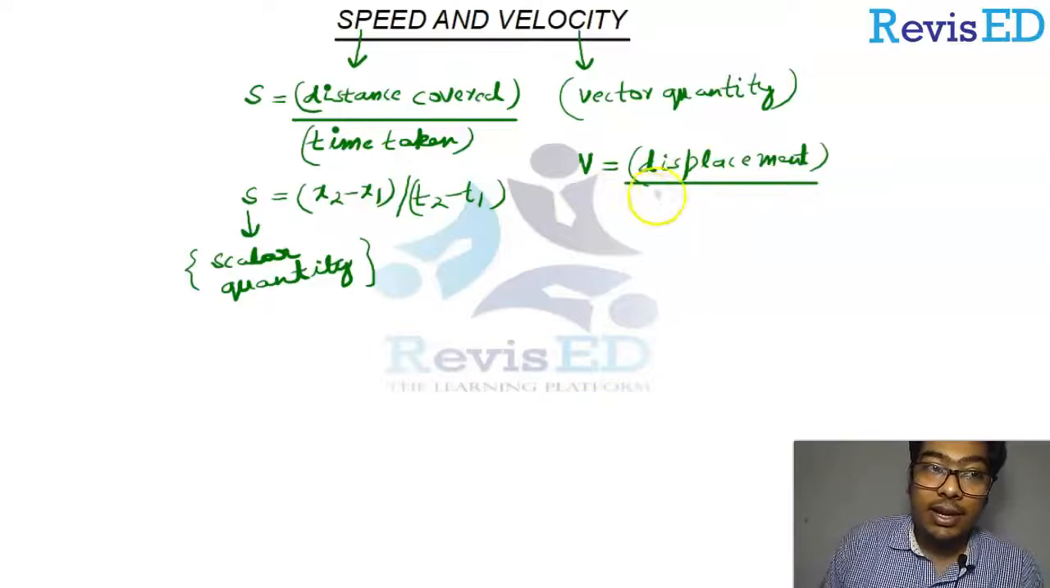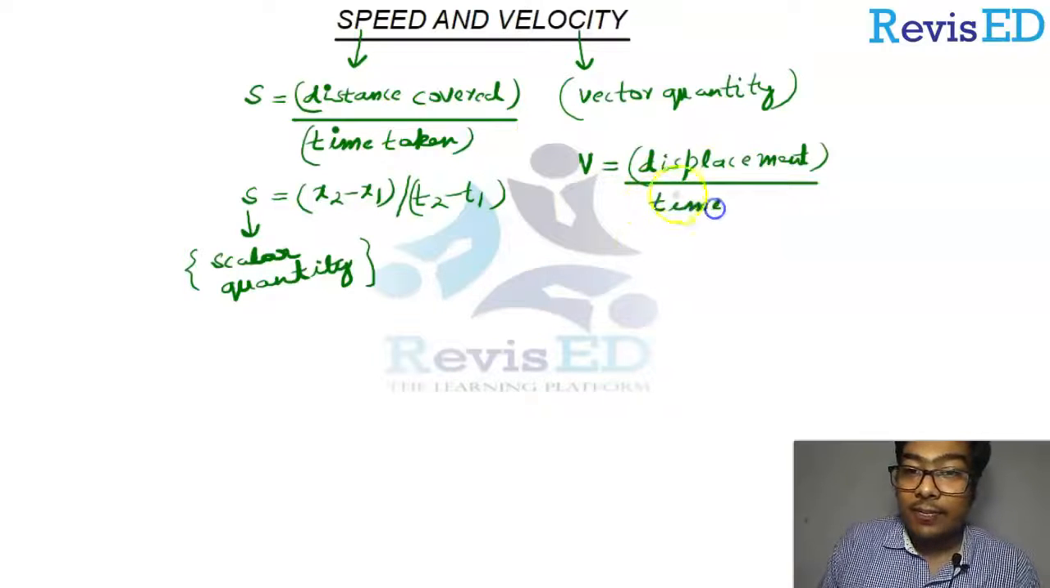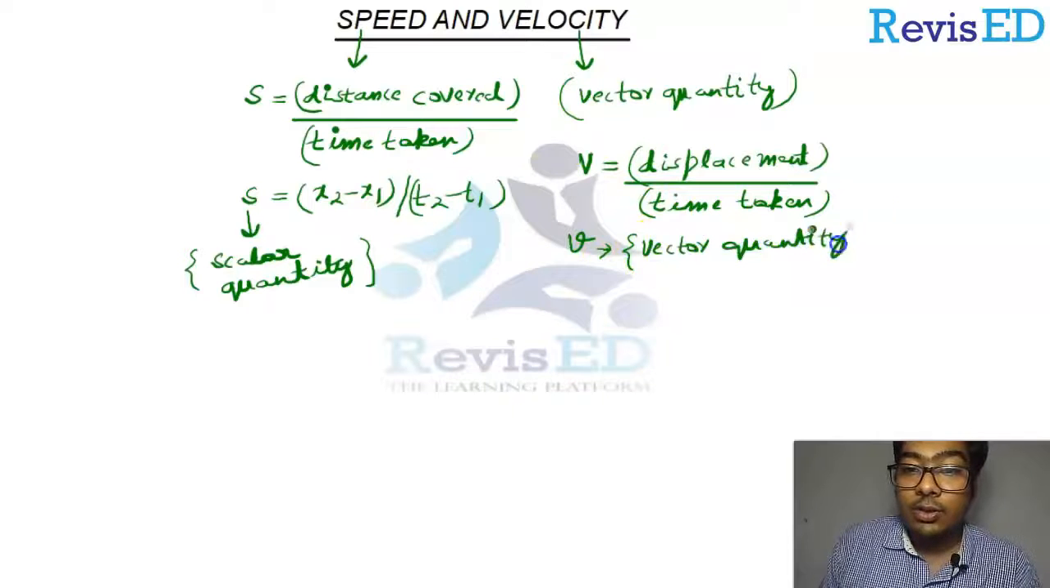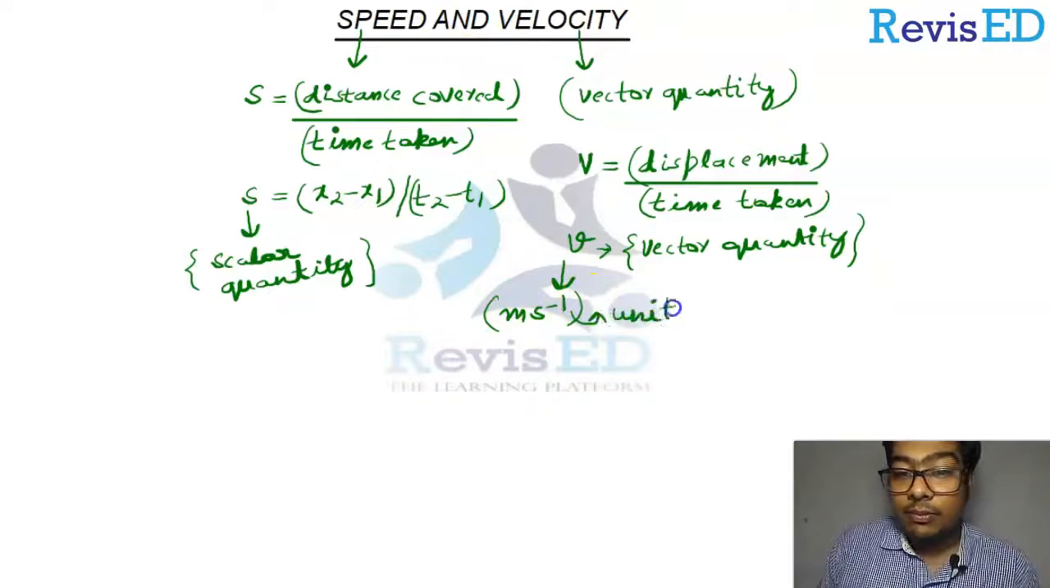Let us write time taken. So this velocity can be written in a similar way. This is a vector quantity, so it will have both magnitude and direction. The unit of velocity is meter per second, and this is our SI unit.